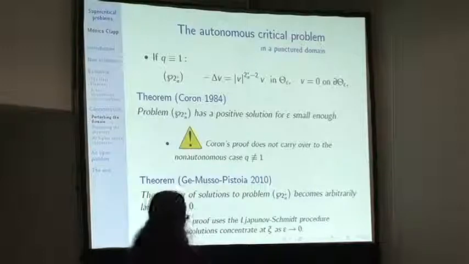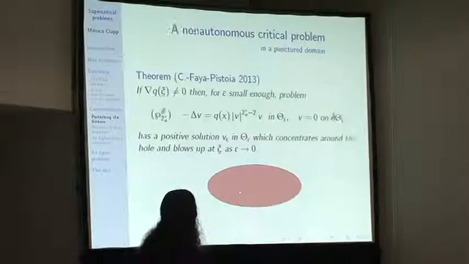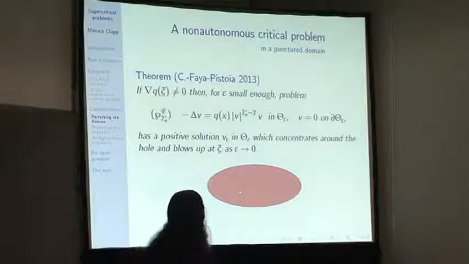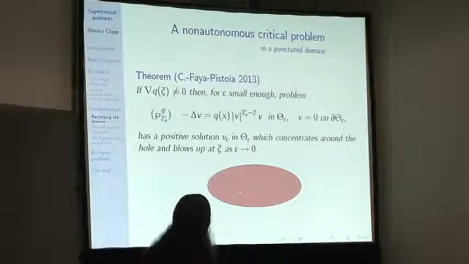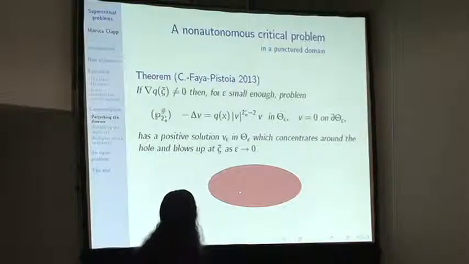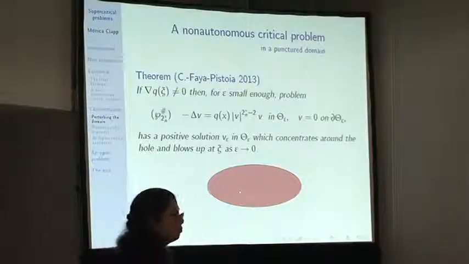Okay? So following this Lyapunov-Schmidt procedure, again with Angela and Jorge, we were able to prove that if the gradient of Q at the center of the hole is different from 0, then for epsilon small enough, this problem has a positive solution which concentrates around the boundary of the hole and blows up at the center of the hole as epsilon goes to 0. Okay?